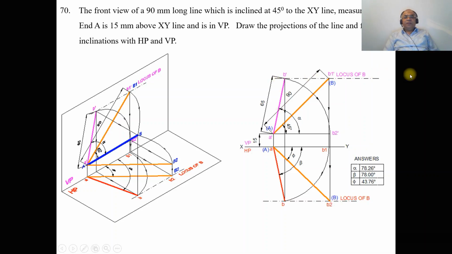But we have the locus of B in the front view, and we need to find out the locus of B in the top view. So to find the locus of B in the top view, we know A dash B dash is the front view, and the end projector of B dash should lie on the end projector of B. That means the top view of B should lie on the same line. So draw a vertical projector from B dash to the top view, that is below the XY line, to some distance.